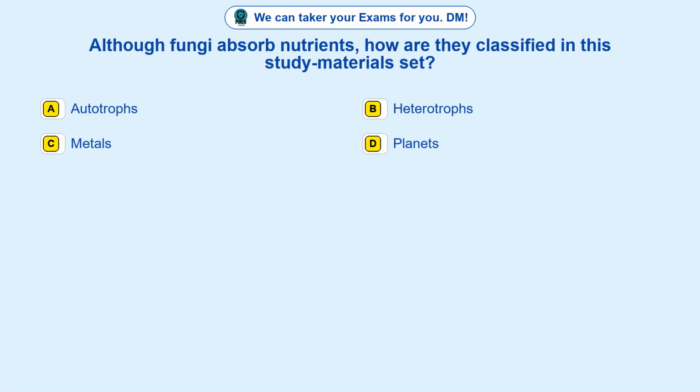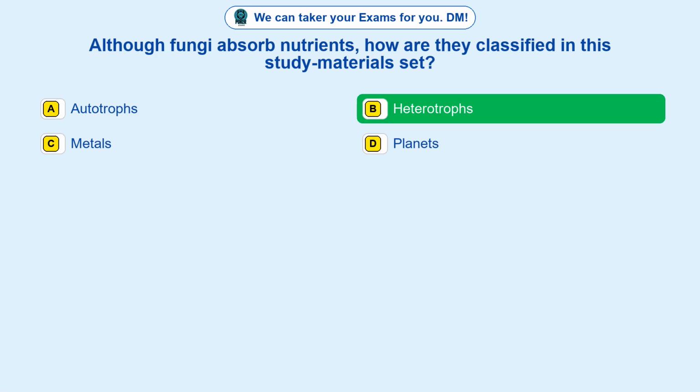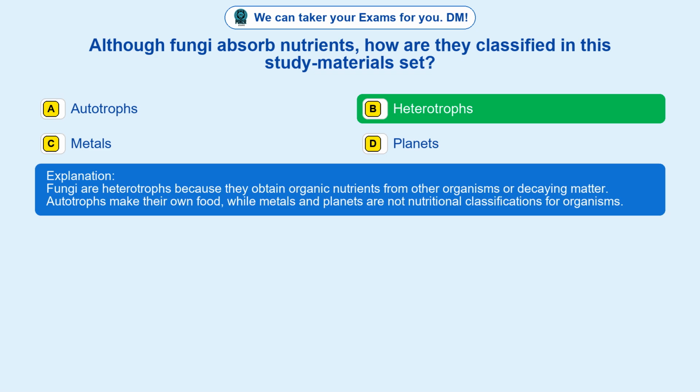Question 21. Although fungi absorb nutrients, how are they classified in this study material set? Option A. Autotrophs. Option B. Heterotrophs. Option C. Metals. Option D. Planets. The correct answer is option B. Heterotrophs. Fungi are heterotrophs because they obtain organic nutrients from other organisms or decaying matter. Autotrophs make their own food, while metals and planets are not nutritional classifications for organisms.